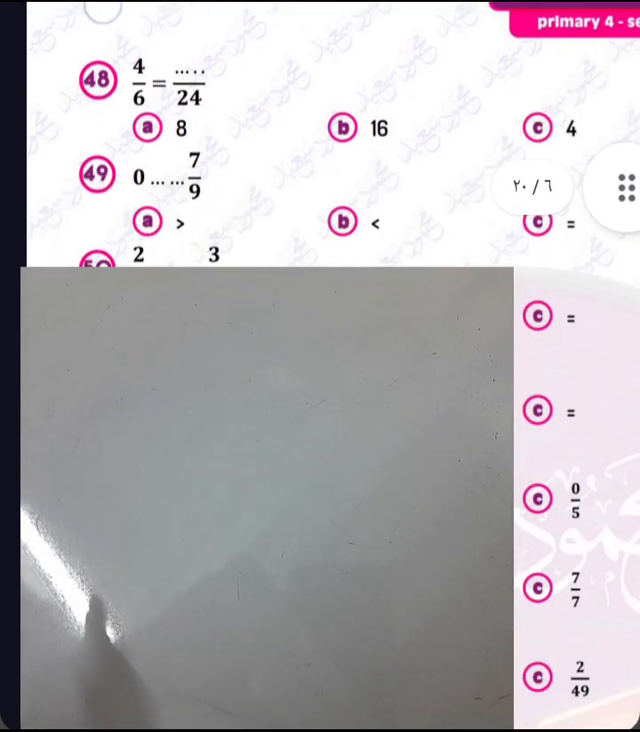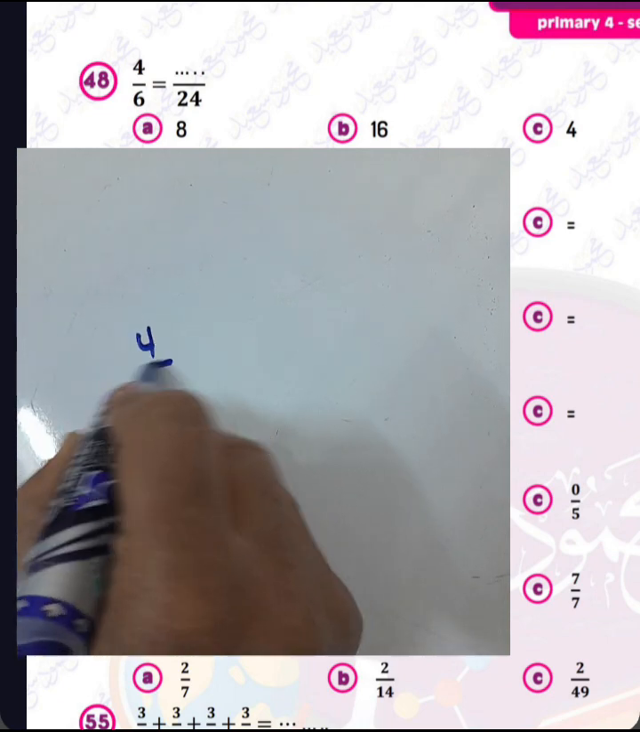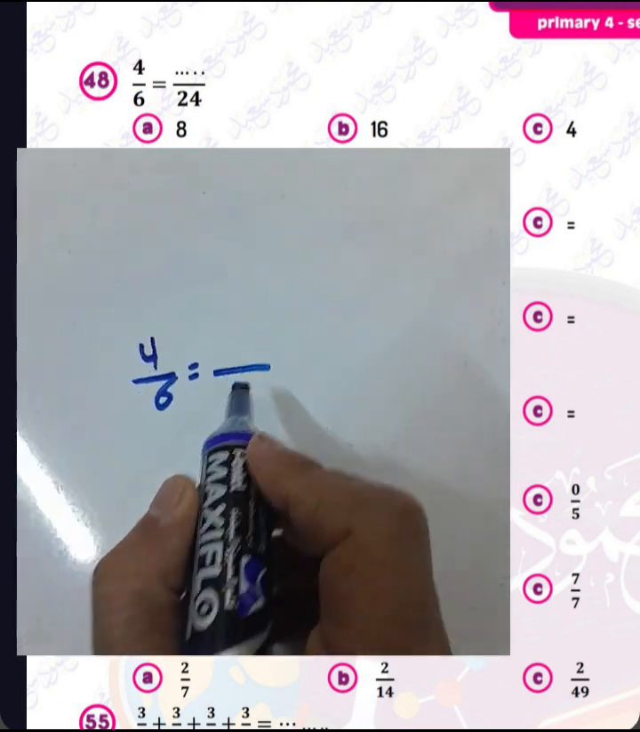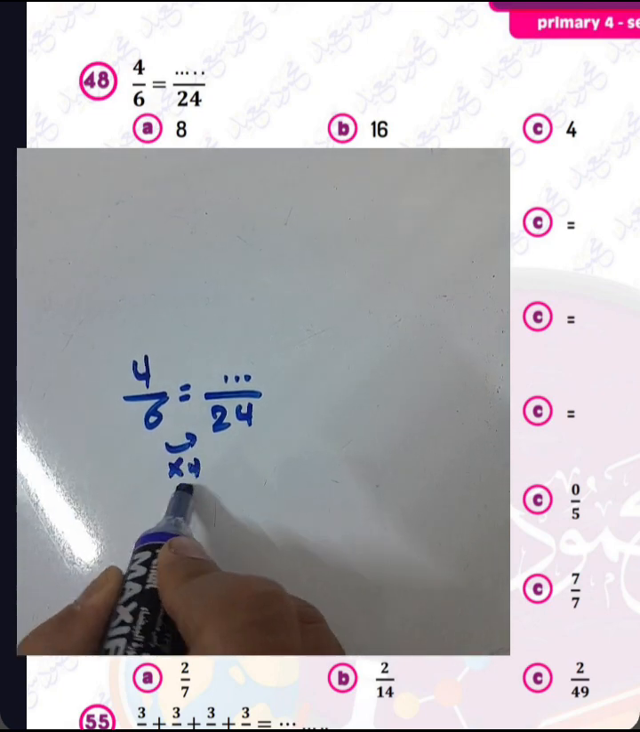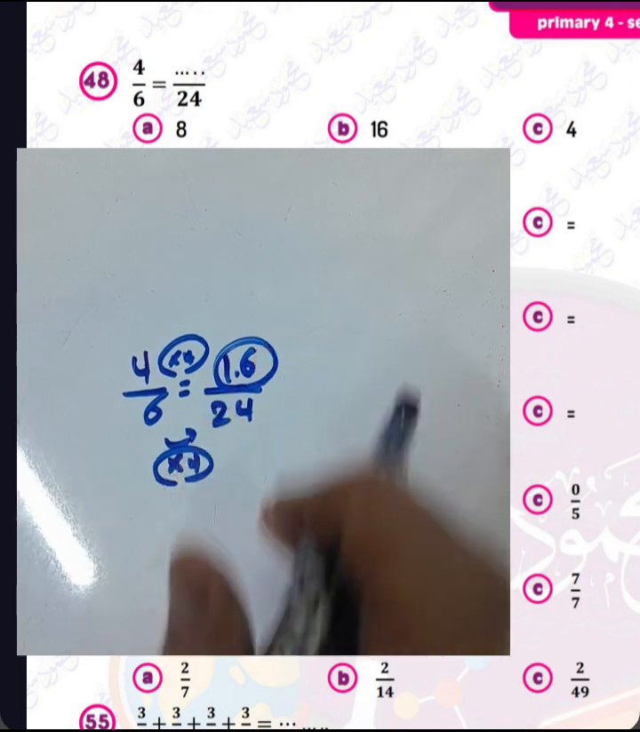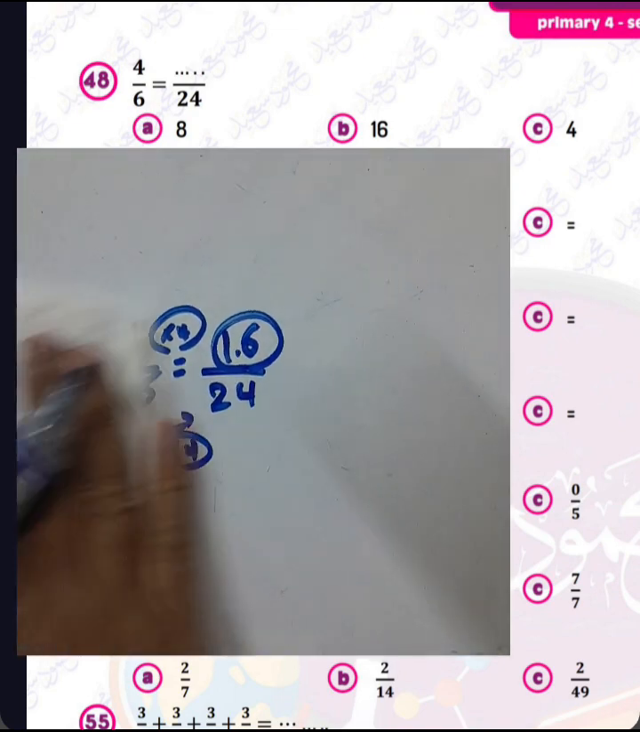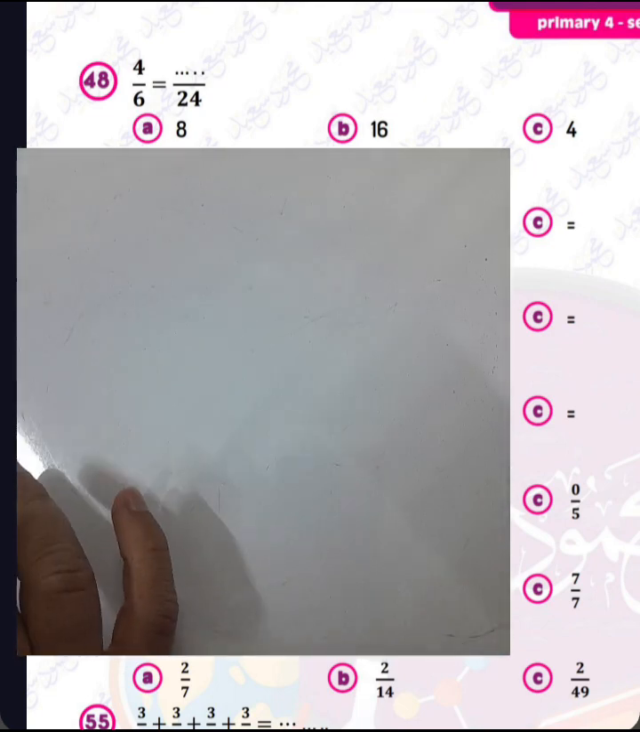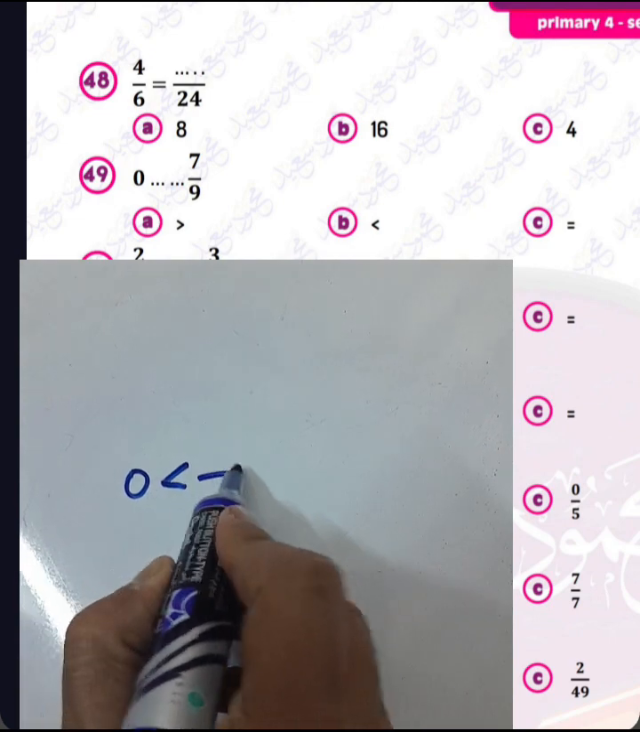Next example. 4 over 6 equals space over 24. We can multiply by 4 here. 4 times 4 equals 16. Then we must write 16 here because 6 times 4 equals 24. 4 times 4 equals 16. Write 16.